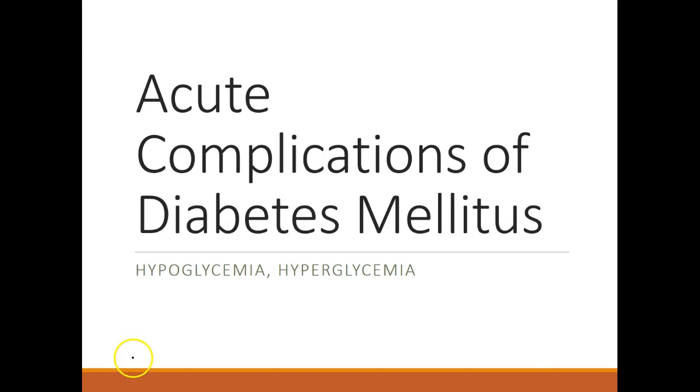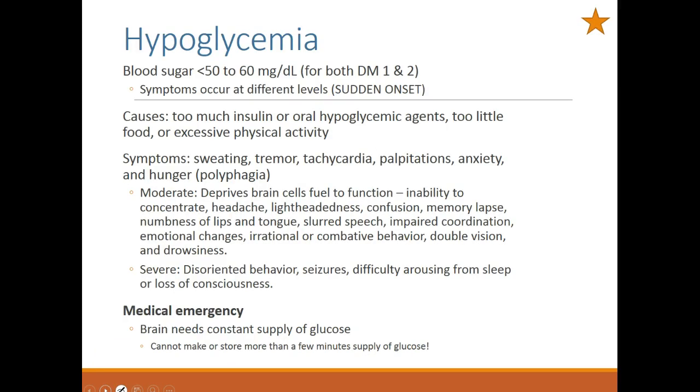All right, so we're going to talk about acute complications of diabetes mellitus. So acute complications, basically a rapid onset. One, hyperglycemia. It doesn't just happen to diabetics, but it can also be a result of overuse of insulin or misuse of insulin, too little food, or excessive physical activity.